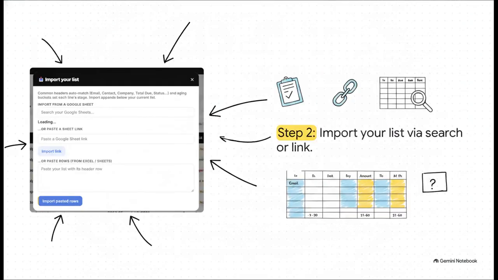Step 2 is importing your list. You can search your Google Sheets directly, paste a link, or even just copy rows straight over from Excel. The Hound is smart enough to auto-match common headers, like email and amount. Also, if your export uses aging buckets, like 1 to 30 days, the Hound uses that to set the stage. And any unrecognized columns? Don't worry, they are safely kept right there as your own custom tracker columns.